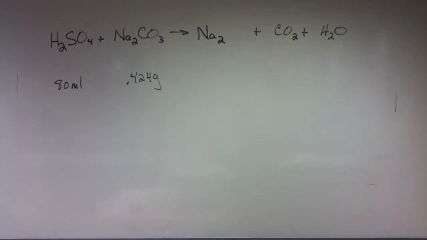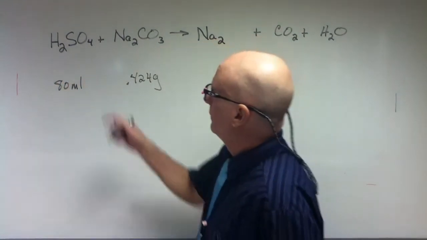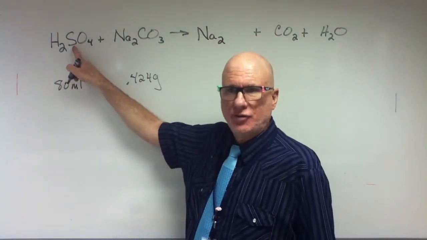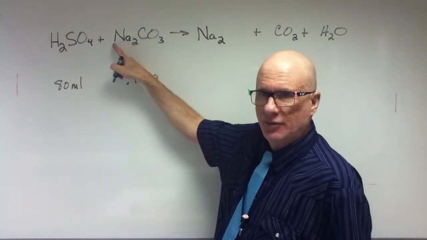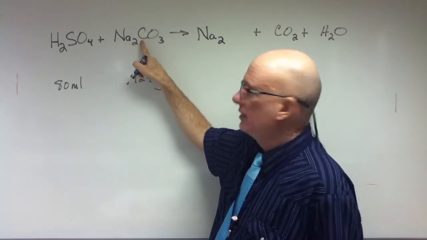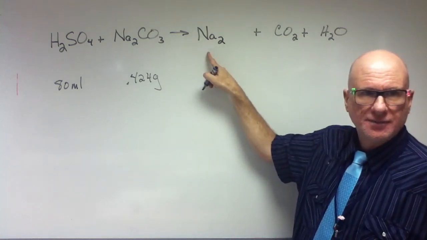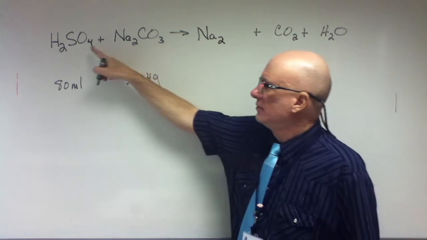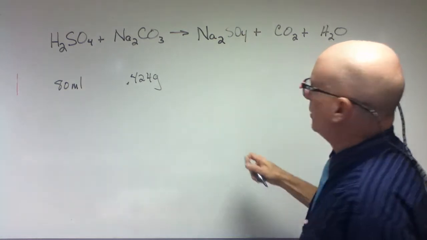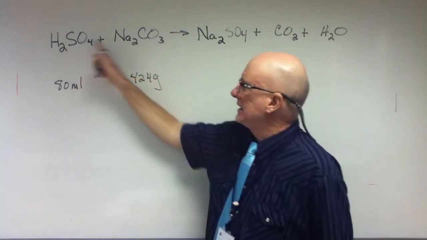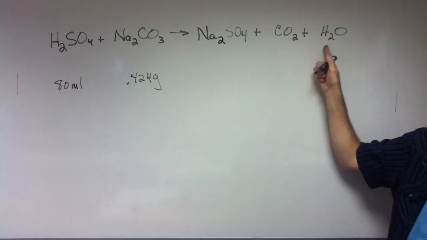Okay, this problem says that I have a solution. I have 80 milliliters of sulfuric acid that's going to combine with 0.424 grams of sodium carbonate, correct? So I'm going to form sodium what? The two, there's the hint. Sodium sulfate. Sulfate, very good. So sodium sulfate, plus the carbonic acid, which is going to break down to carbon dioxide and water, correct? Yeah.